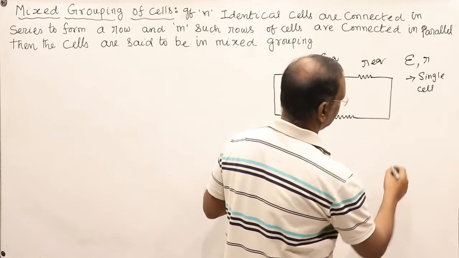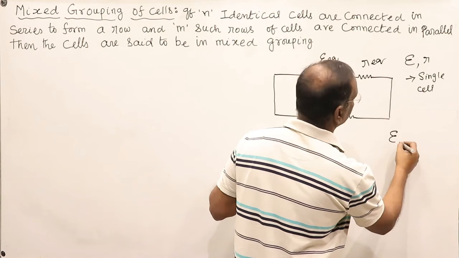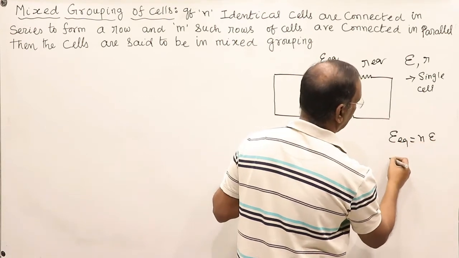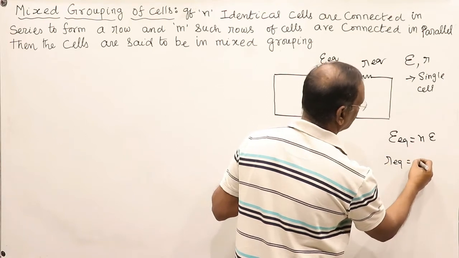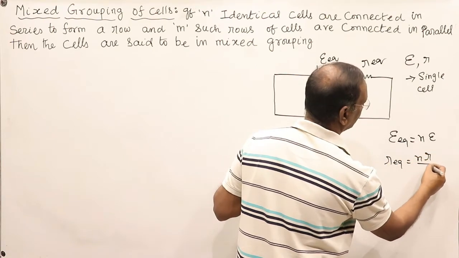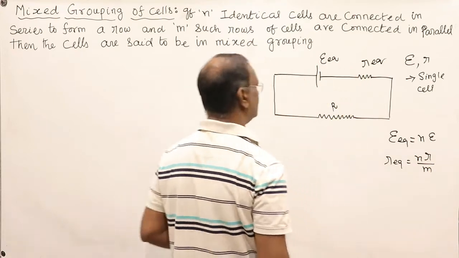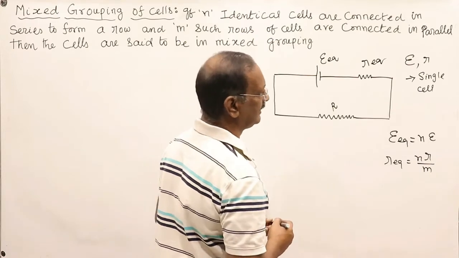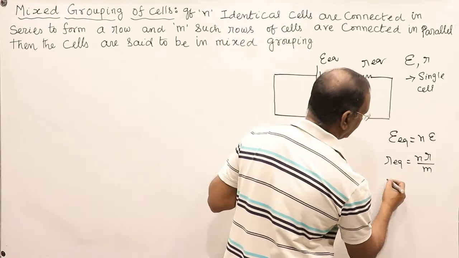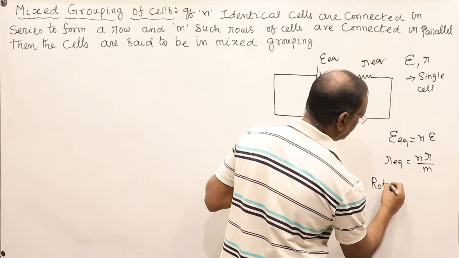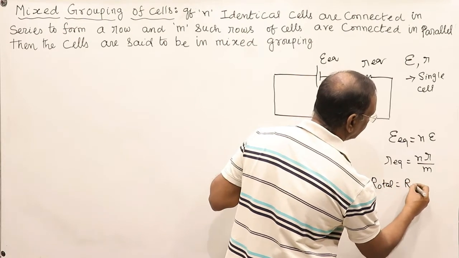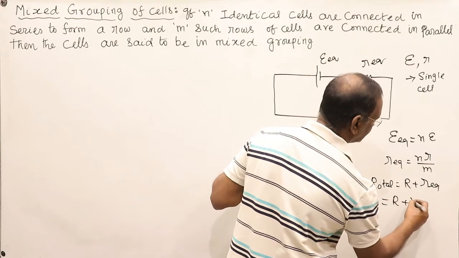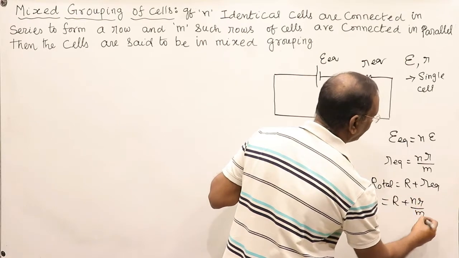Also we have derived the expression for E equivalent for this mixed combination, which is equal to n times E, and R equivalent is equal to n r by m, where m is equal to the number of rows and n is equal to the number of cells connected in series. So R total is equal to R plus R equivalent, which is equal to R plus n r by m.